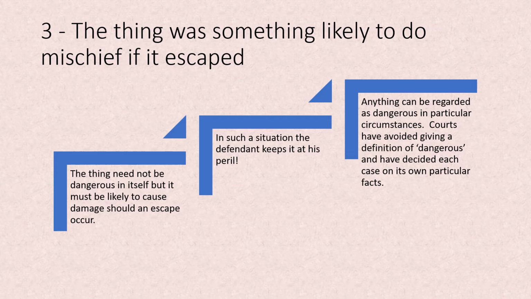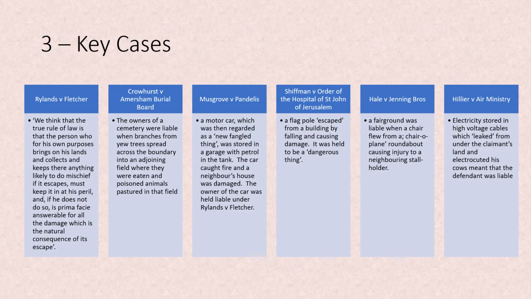And of course, you can gain those extra AO3 marks by analysing what could and could not be considered something likely to do mischief. Again, we've got some key cases here to support: Rylands and Fletcher, Crowhurst, Musgrove, Shiffin, Hale, Hillier. You can obviously pause this video if you wish to take the notes of the cases down, but of course most of these cases are explored in the explanation video.